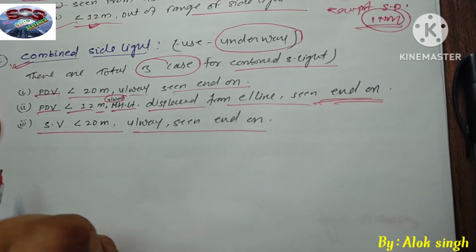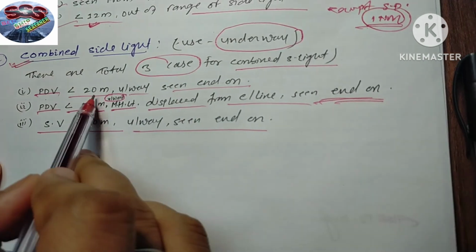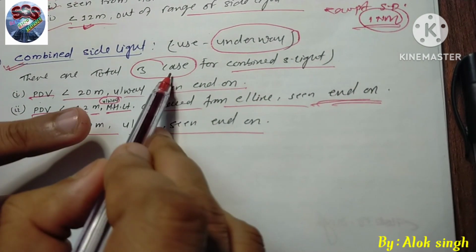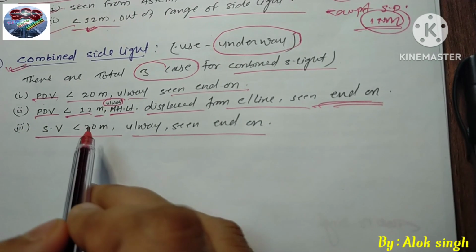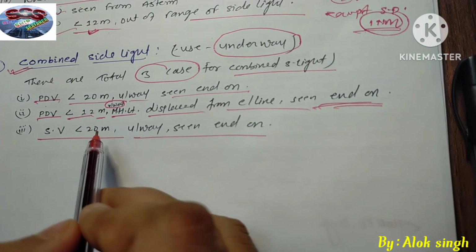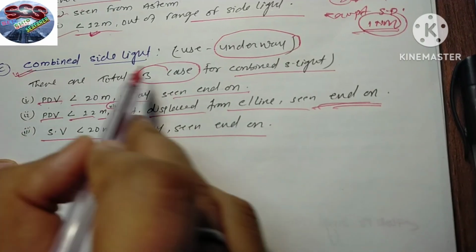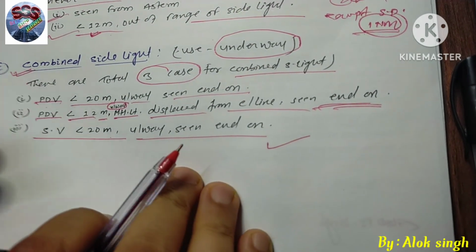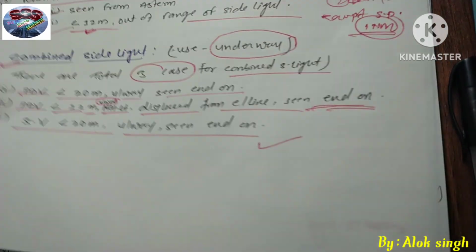The third is a sailing vessel less than 20 meters underway, seen end on. So whenever you see these 3, just memorize it, and don't get confused. Only 3 cases in the whole ROR card where we have to mention the combined sidelight, and these are the 3 cases. Thereafter we will not make any mistake with the combined light.